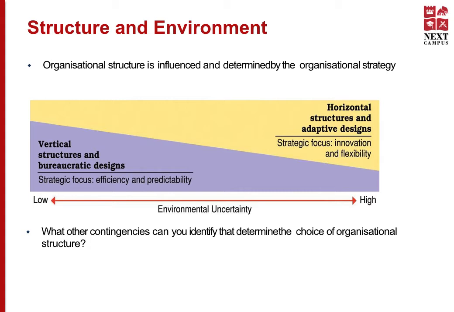On the other hand, organizations that exist in highly volatile environments, for example, tech companies, have a strategic focus more on innovation and flexibility. Here, organizations adopt horizontal structures and adaptive designs.